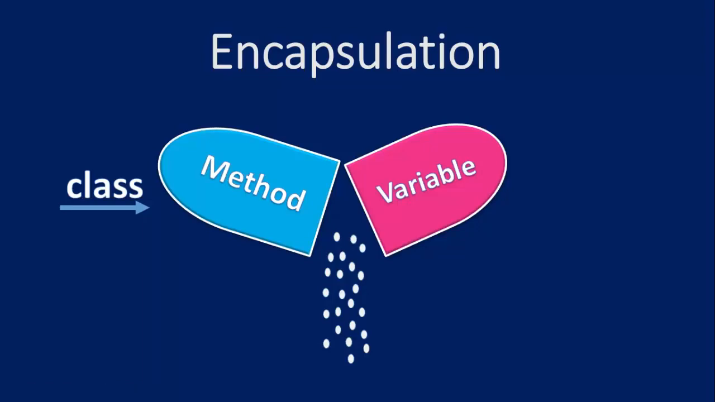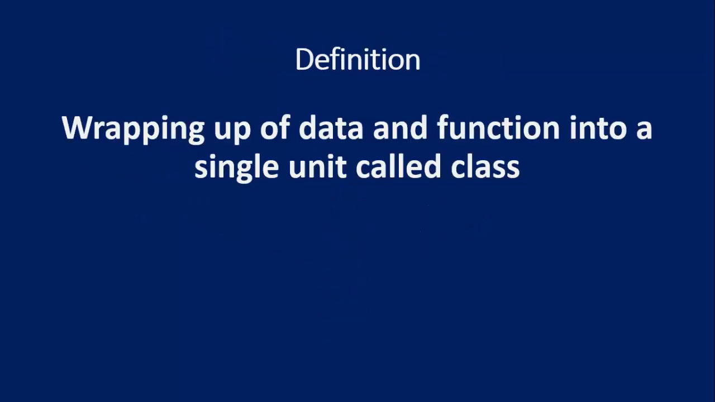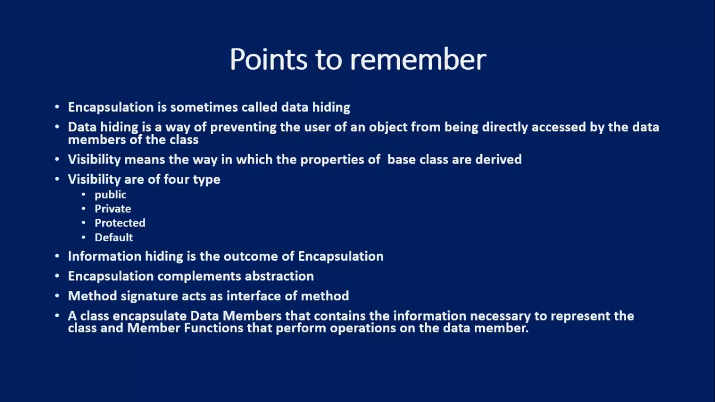Hello, today we are going to see about the topic encapsulation. As you see in this diagram, wrapping up of data and function, that is method and variable, together into a single unit called class, is termed as encapsulation. The definition of encapsulation that you have to write is: wrapping up of data and function into a single unit called class is termed as encapsulation.